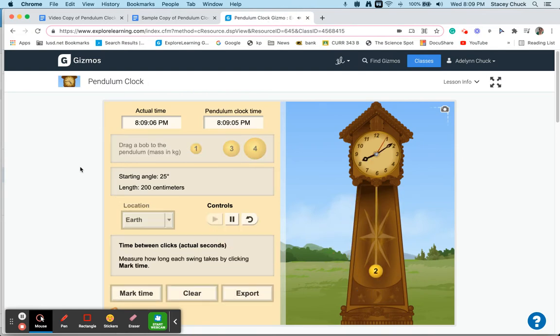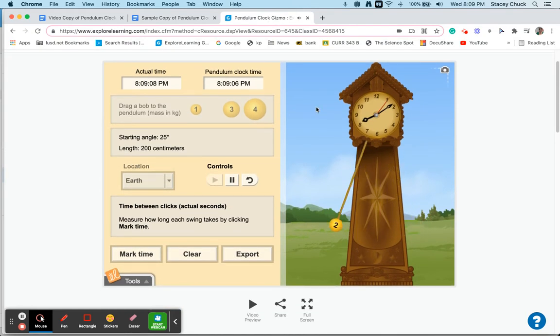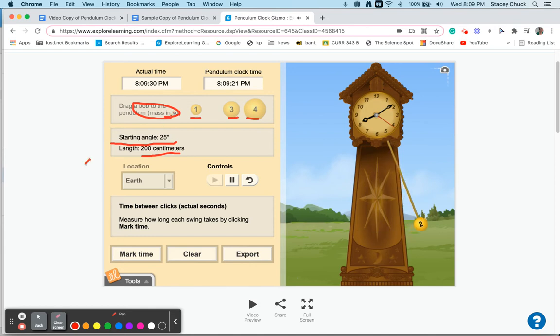So here are the original settings. You have a 2 kilogram mass indicated by the 2. You have a starting angle of 25 degrees, as indicated right here. It also gives you the length in centimeters. Note that the number on the bob indicates the mass in kilograms. We are on Earth, which means gravity is 10 meters per second squared.